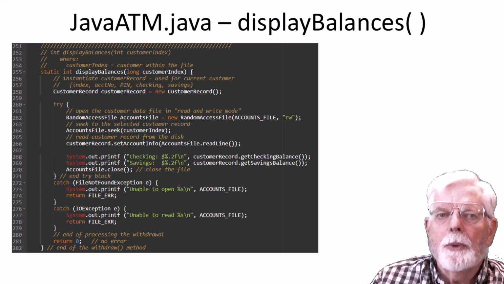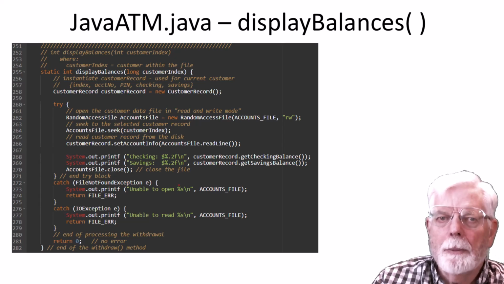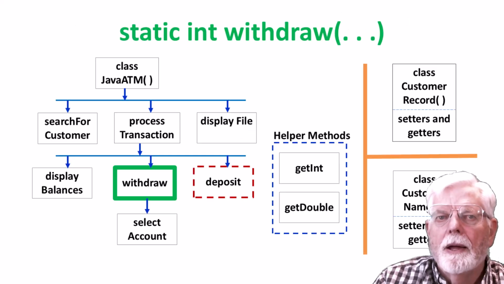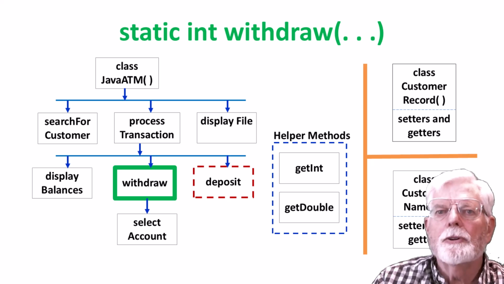A line of text is read from the file using accounts_file.readline, which is passed to the account info method belonging to customer record, which parses the 4 fields into 2 ints and 2 double data types for account number, PIN, checking, and savings balances. The printf statements are used to display the balances to the screen and the file is closed.